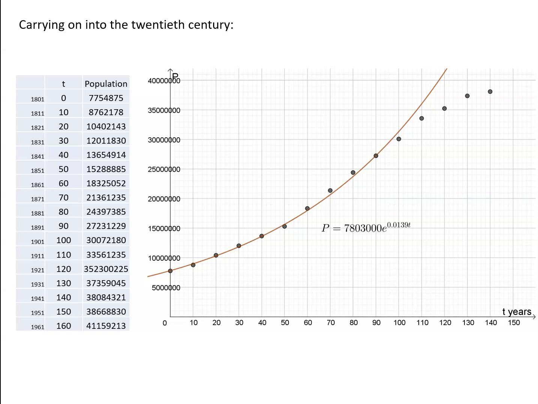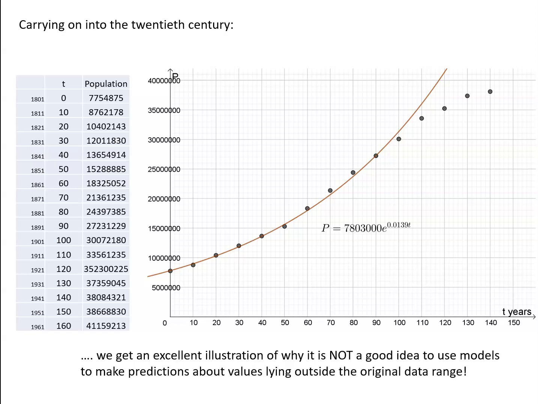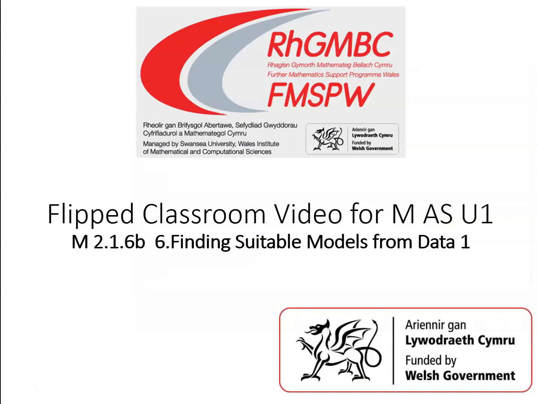But certainly it gives us a very good illustration of why it is not a good idea to use models to make predictions about values lying outside the original data range. That finishes our first look at finding suitable models from data. In the next video, we'll be looking at how to find suitable models from data where exponential growth or exponential decay is not appropriate.